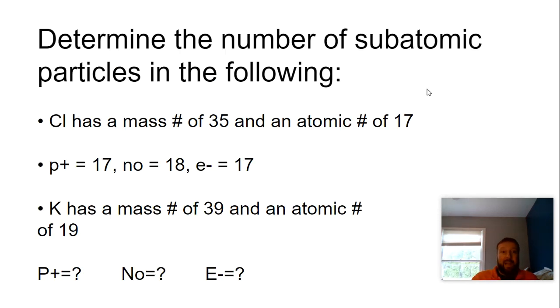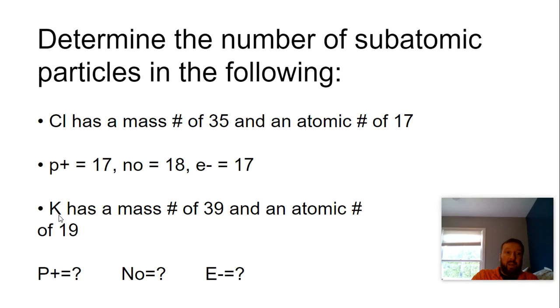So I'll give you an example real quick, and then you'll have some examples in the homework. Chlorine has a mass of 35, an atomic number of 17. So as soon as we know the atomic number is 17, that's the number of protons and the number of electrons. To find the number of neutrons, you have to take the mass number and subtract. So 35 minus 17 is 18.